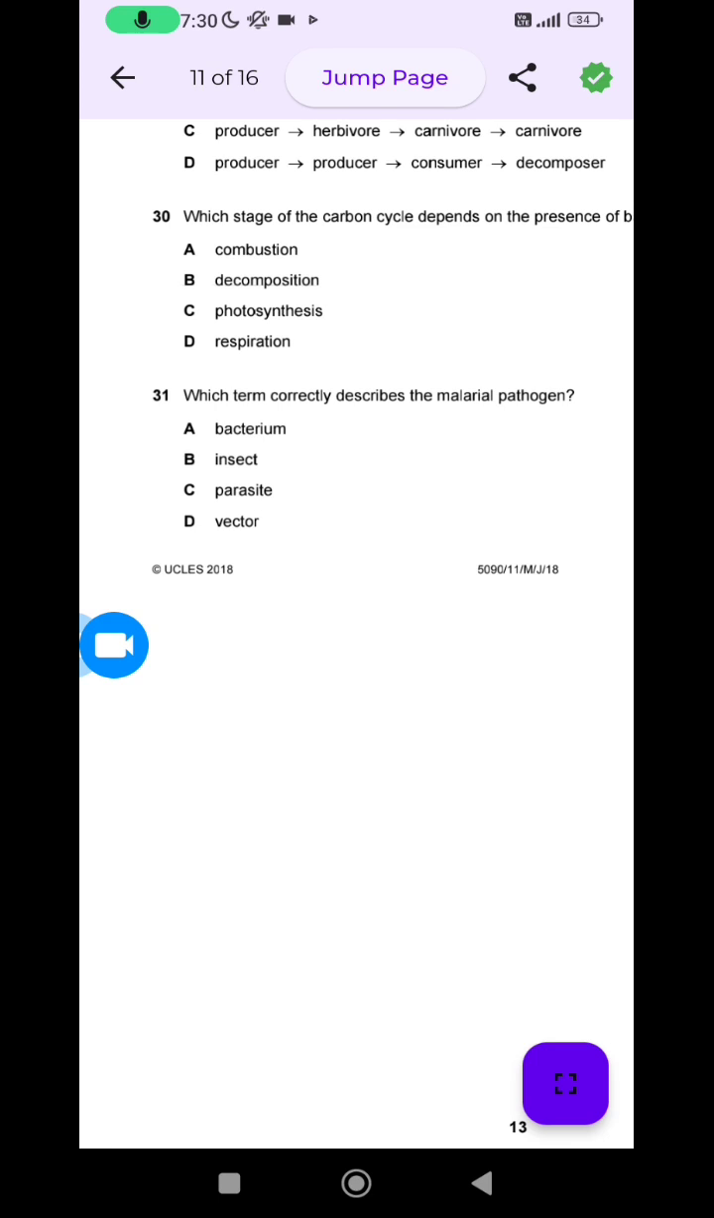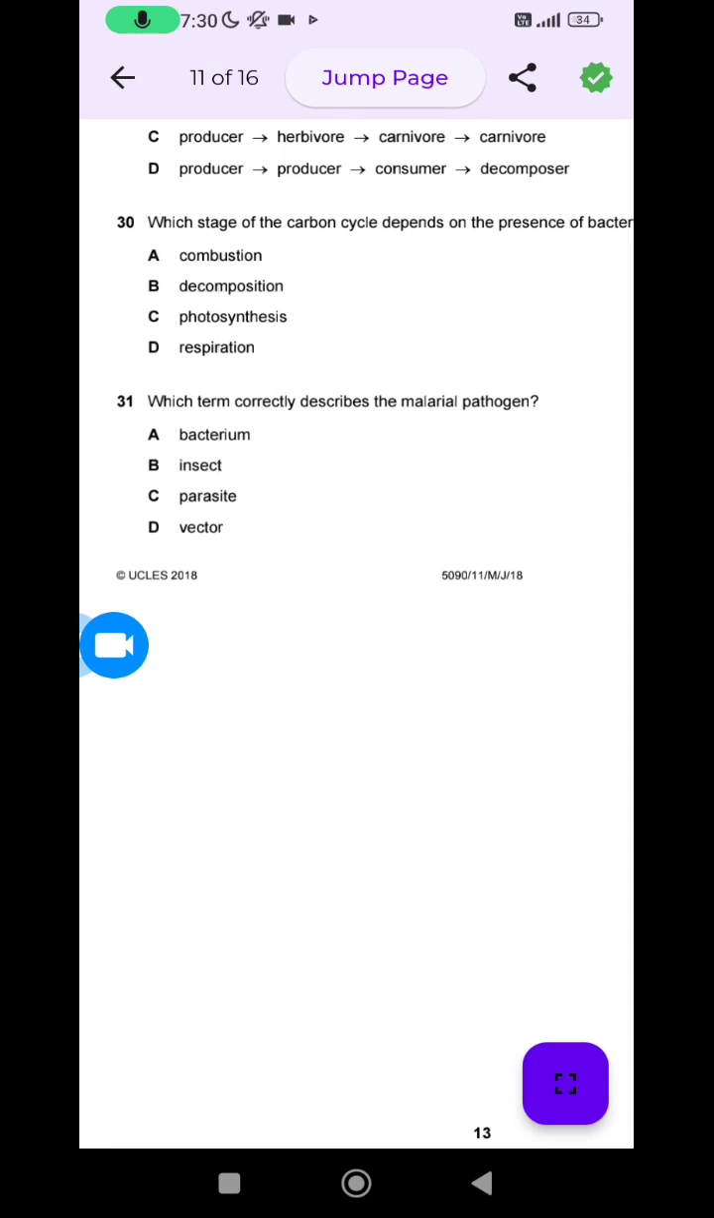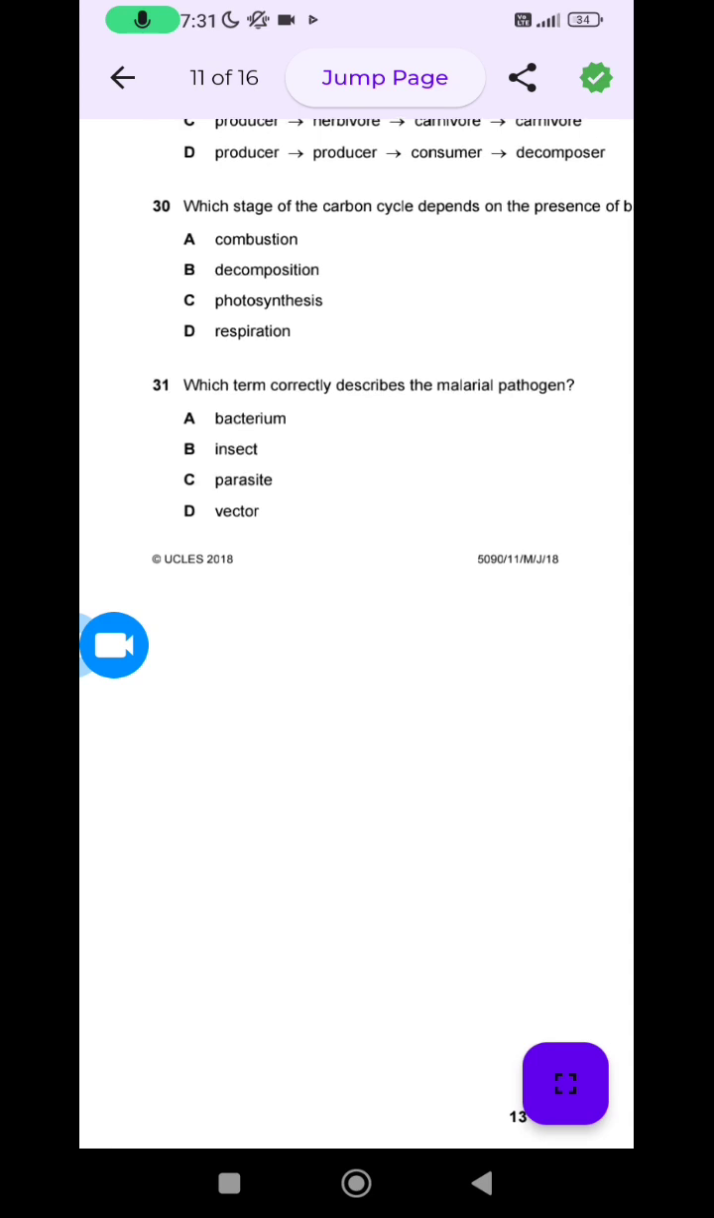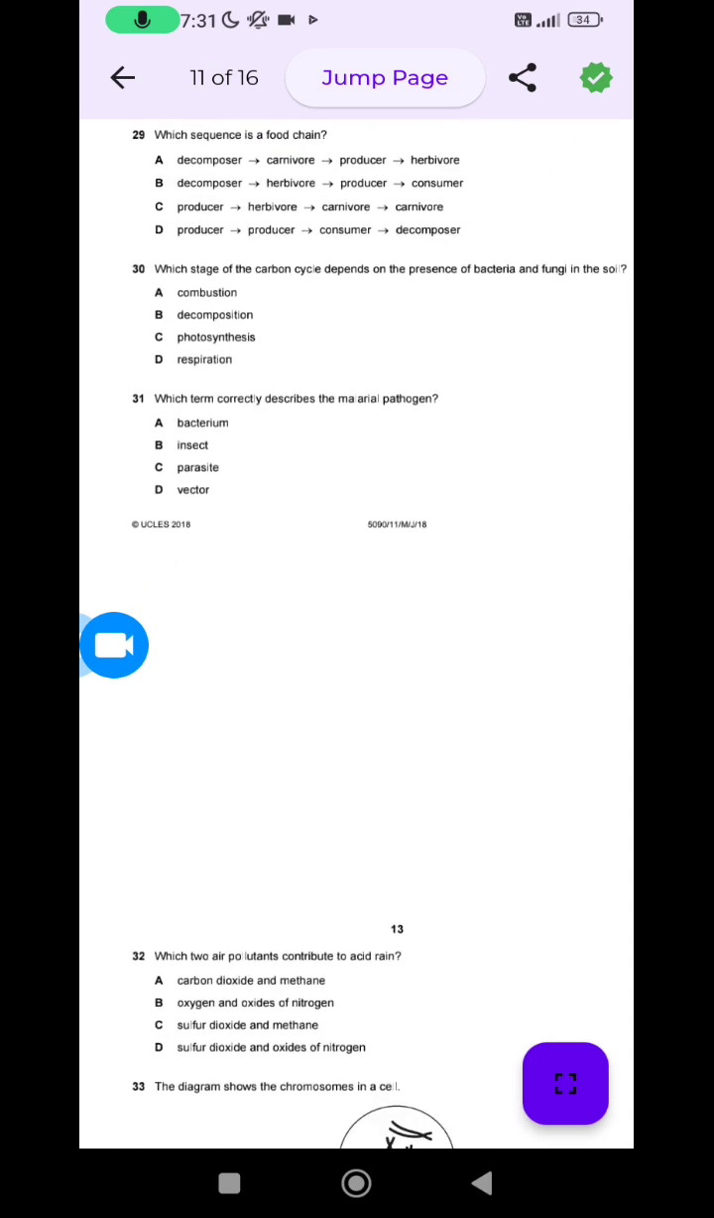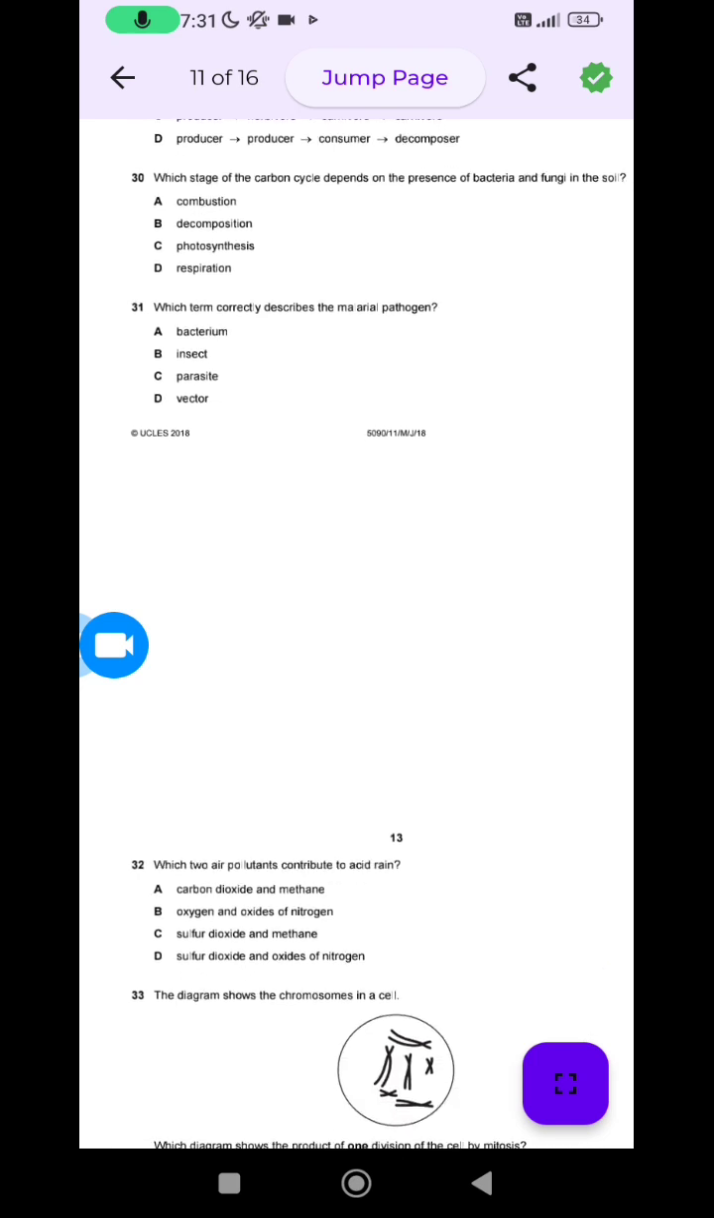Which term correctly describes the malarial pathogen? A, bacterium, B, insect, C, parasite, and D, vector. Now, this is a fact that the malarial pathogen is a parasite. So this question does not need an explanation. C is the correct answer. It is something you need to remember, that a malarial pathogen is a parasite.